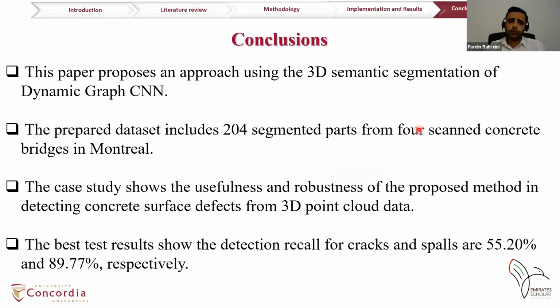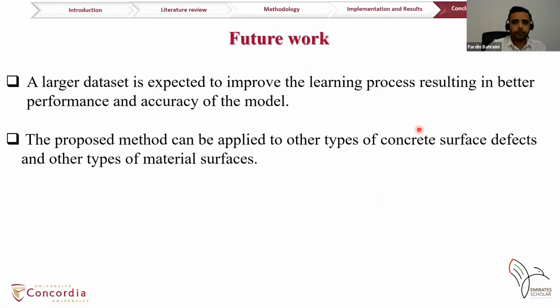Let's move to the conclusions. This paper proposes an approach using the 3D semantic segmentation of dynamic graph CNN. The prepared dataset includes 204 segmented parts from 4 scanned concrete bridges in Montreal. The case study shows the usefulness and robustness of the proposed method in detecting concrete surface defects from 3D point cloud data. And the best results show the detection recall for cracks and spalling are 55% and 89% respectively.